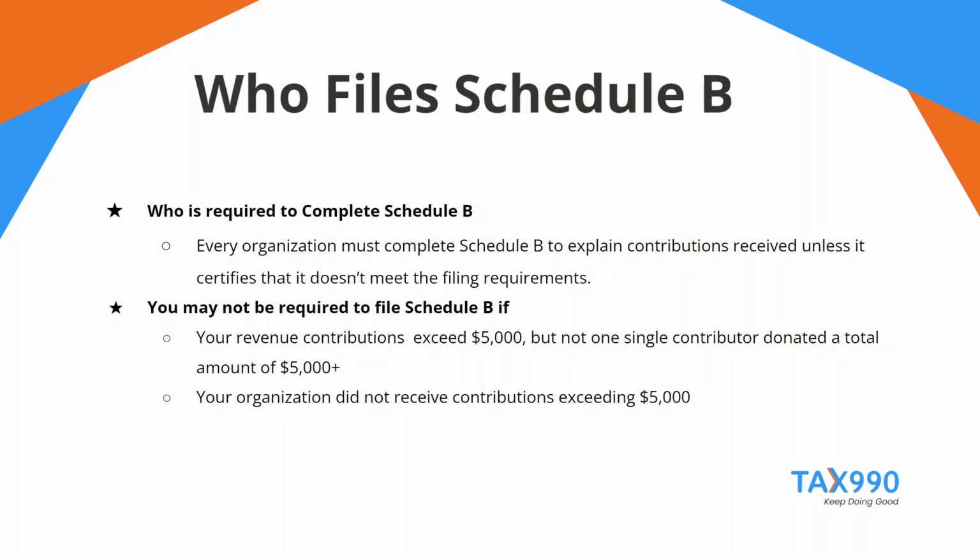This means all your donations were individually less than $5,000, or your organization did not receive contributions exceeding $5,000. However, if a single contributor donates multiple times, and their total contributions from the year add up to $5,000 or more dollars, you could report that contributor on Schedule B. So Schedule B has very specific requirements based on total contribution.